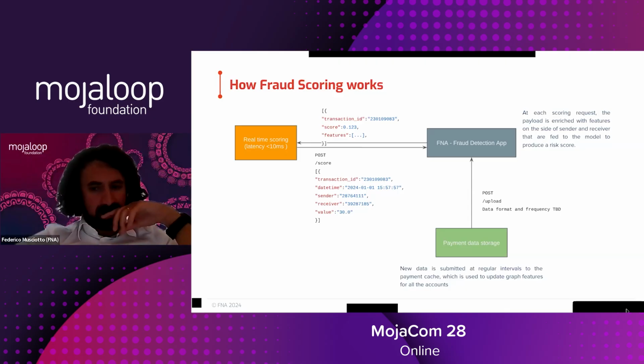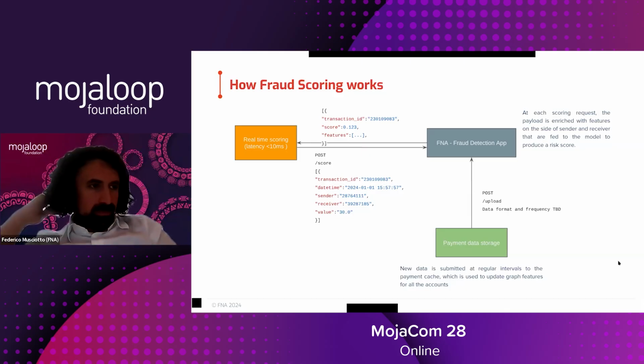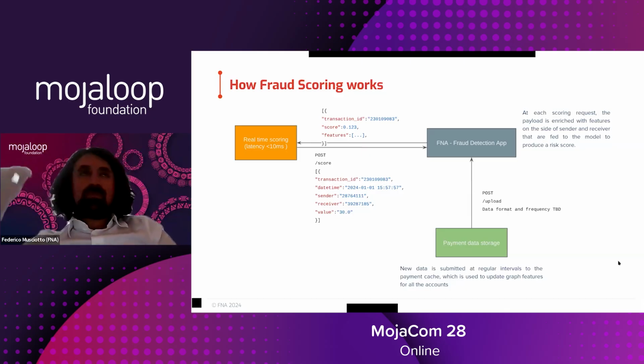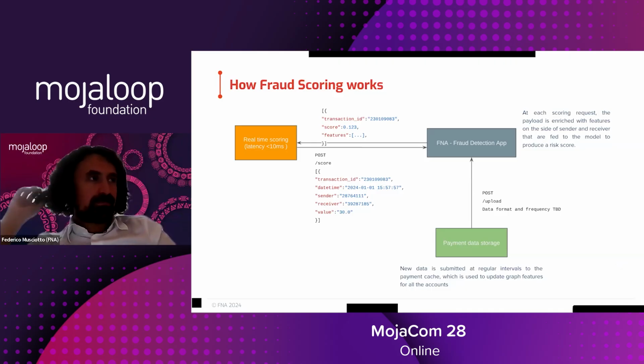Okay, so if we wanted to say, before we allow a transfer to pass through our platform, we would make an API call to your platform. You would append a score to that and return it to us, and then we would make a decision based on that score?